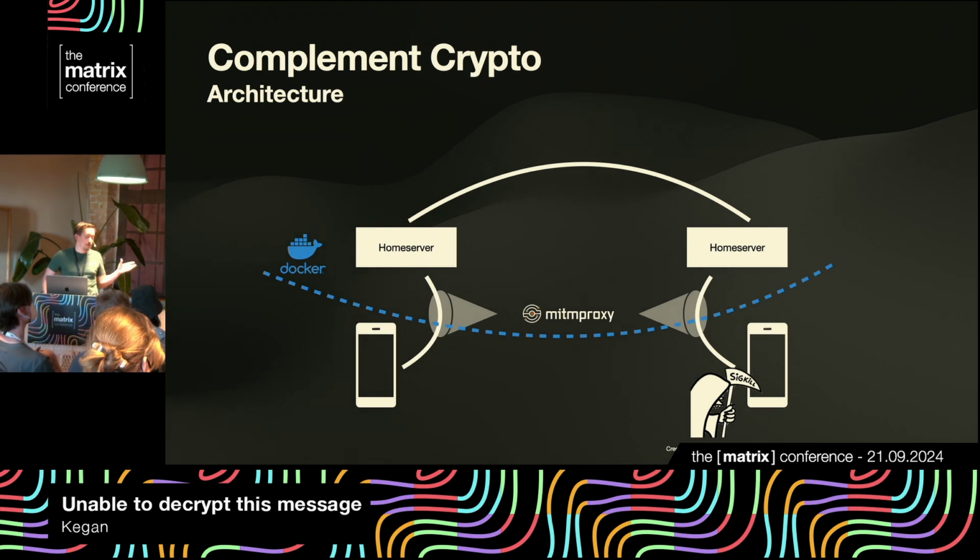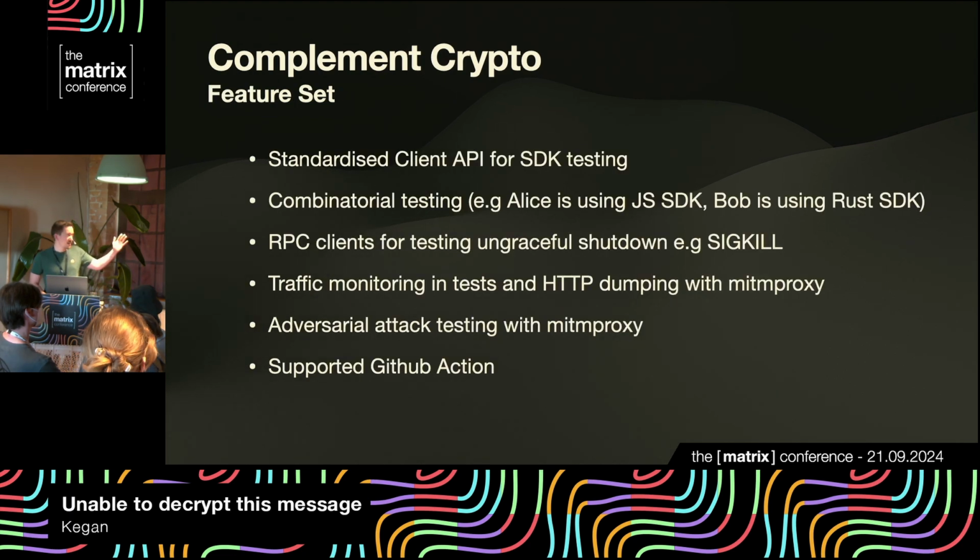We've used Complement Crypto to detect numerous UTDs over the past 5 months. That's why we've seen so much progress. And it's also identified some CVEs as well, some vulnerabilities. So the main feature set I've covered on most of these things here. The other thing it can do is combinatorial testing. It uses a single API. It doesn't actually care if you're running JavaScript or Rust or something else.